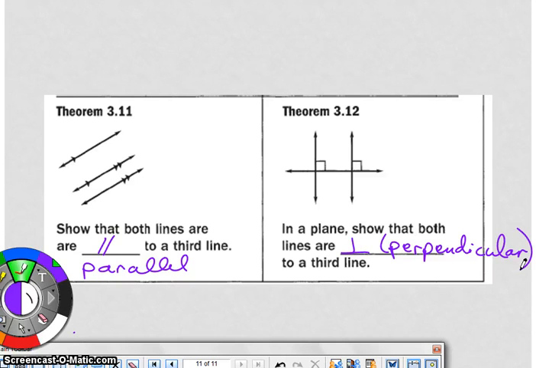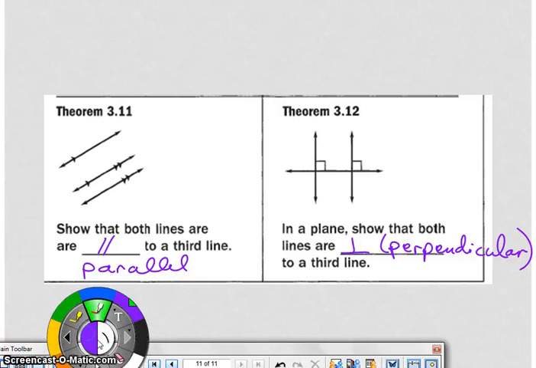All right, ladies and gentlemen, that concludes our notes for today on 3.6, showing lines are parallel. Okay, have a great day, and get started on your assignment, please.